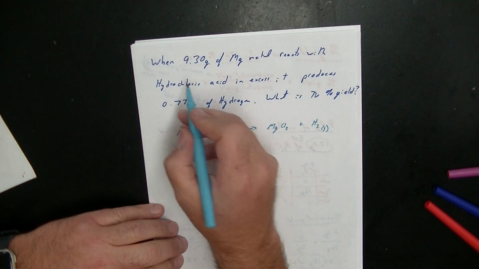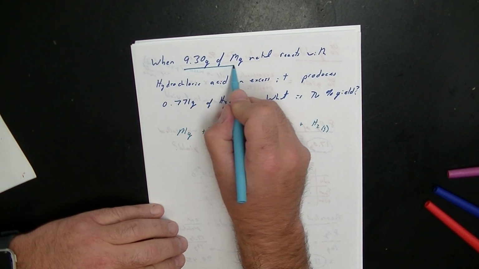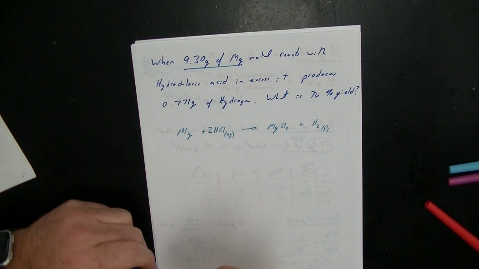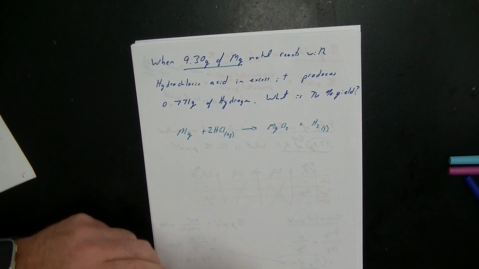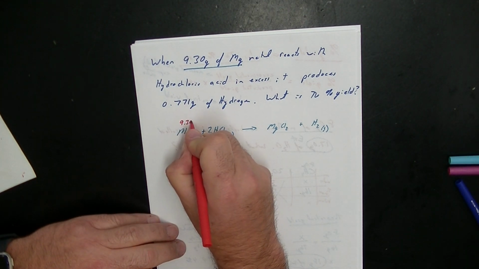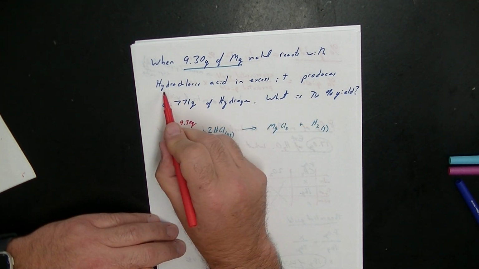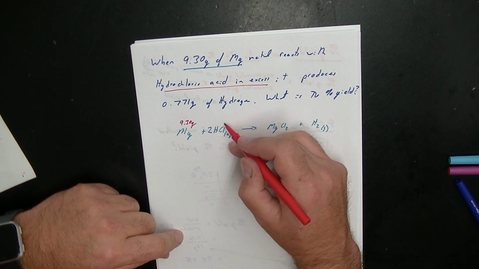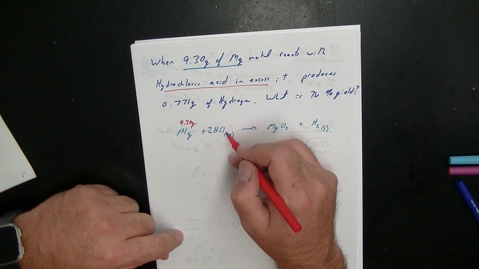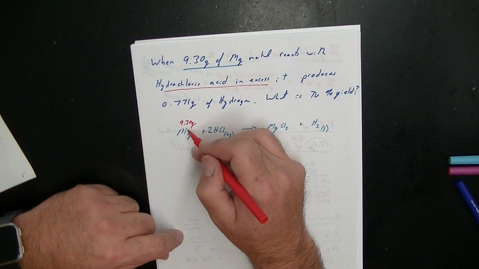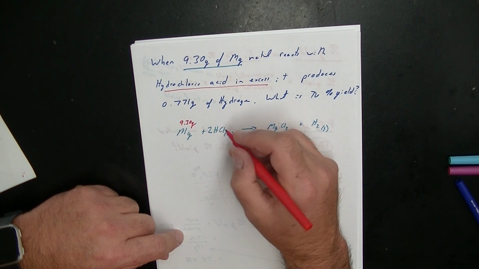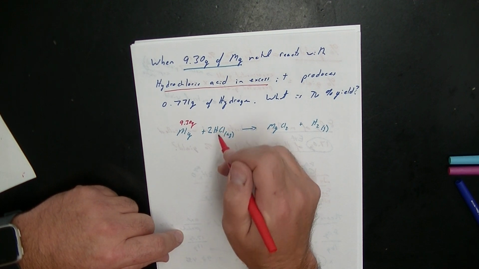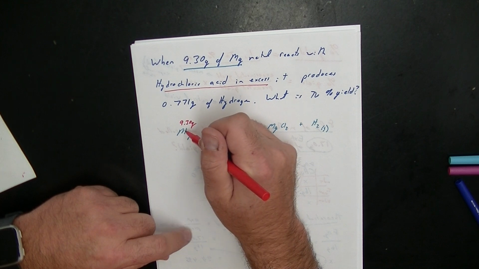Now, let's go back to the problem. I'm starting with 9.30 grams of magnesium, and it tells me that the hydrochloric acid is in excess. Now, what does that mean, in excess? Well, what that means is there's enough HCl available to react with all of the 9.30 grams. We're going to keep adding acid until we've used all of the magnesium.